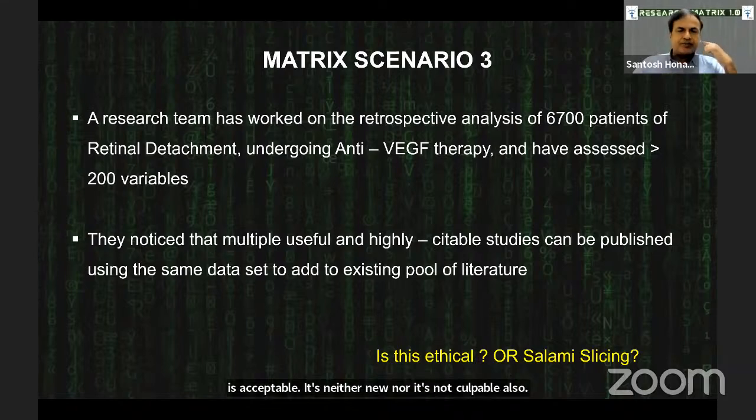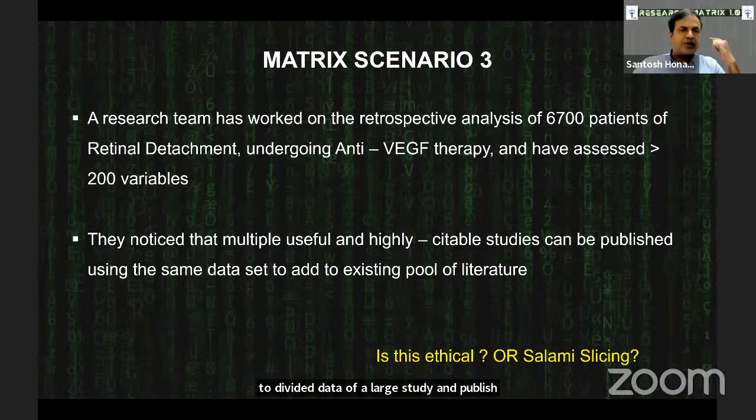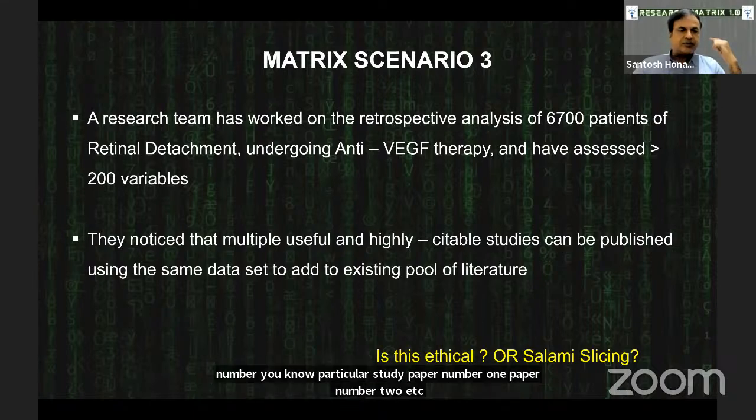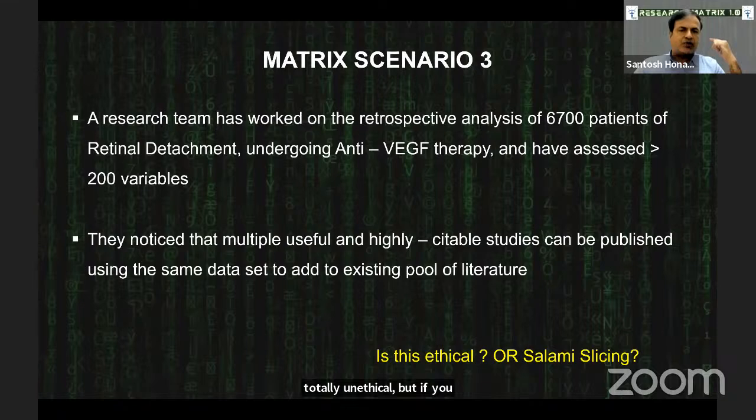It's been a standard practice to divide the data of a large study and publish it in bits, which finally are put together in the sense that it solves an overall research question in bits and pieces. And these articles are published not in a particular order, but maybe even in different journals. Otherwise, they would give it a study number, paper number 1, paper number 2, etc., until the entire series gets published. So it's not totally unethical, but if you intentionally do it with a very slim amount of data, if you want to publish 2 or 3 articles with scanty data in each of these, then it can be considered salami slicing.